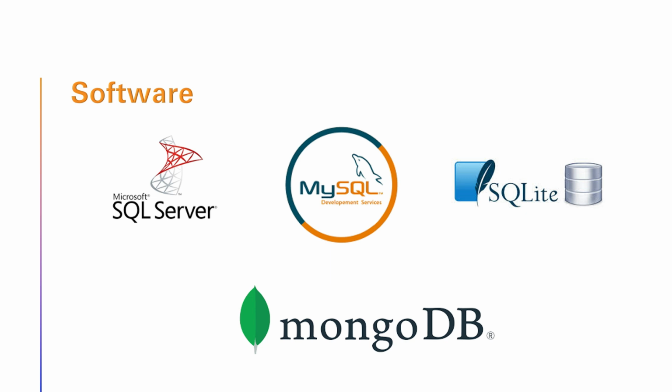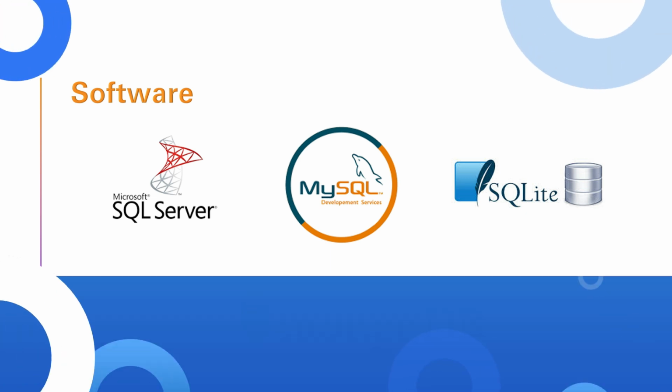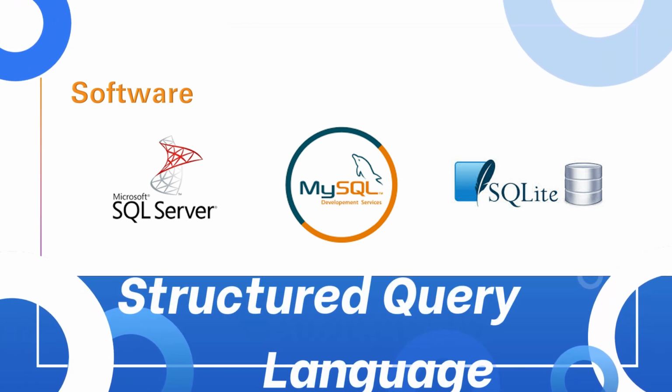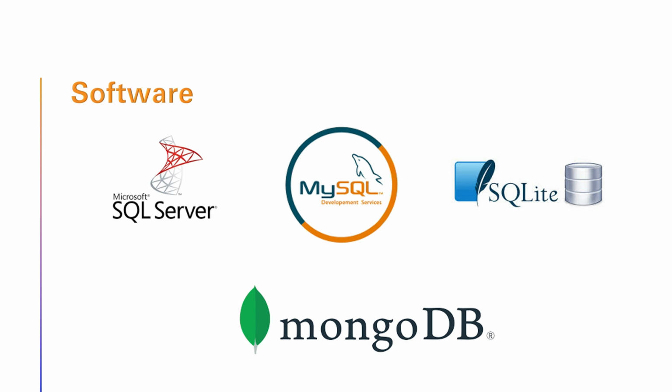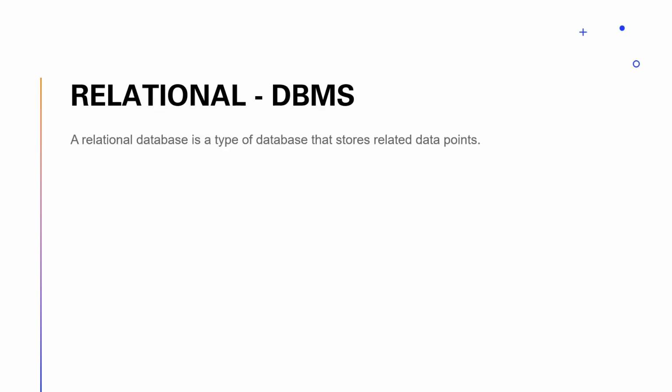Okay, now we know the types of software. Then which language are they going to use? As already mentioned, SQL, which is Structured Query Language, is the query language we are going to use in this software. What is a relational database management system? As the definition says, it's a type of database that stores related data points. The definition says the complete data stored in the database will be interlinked with each other.